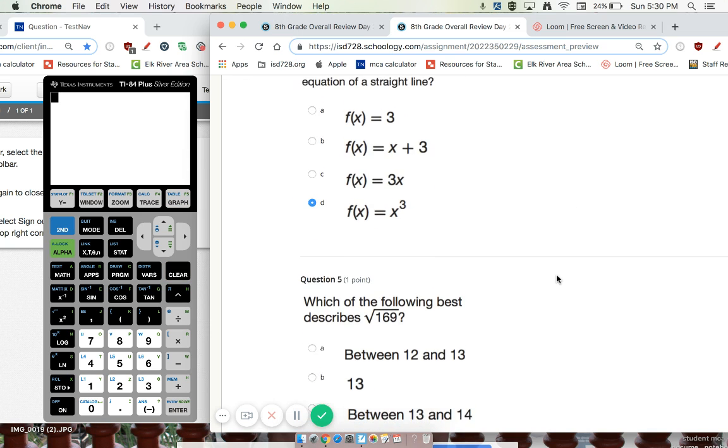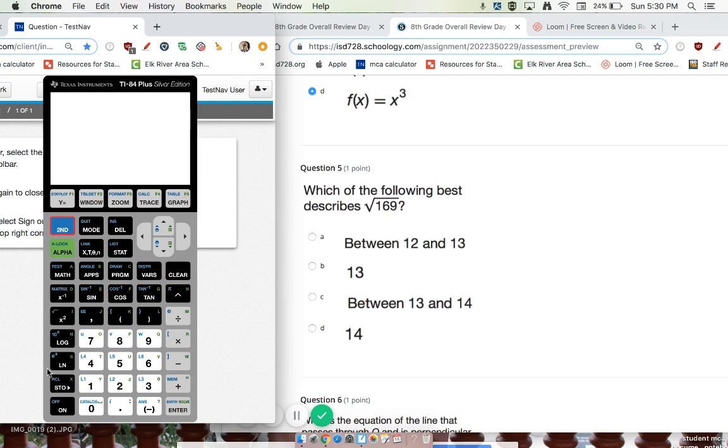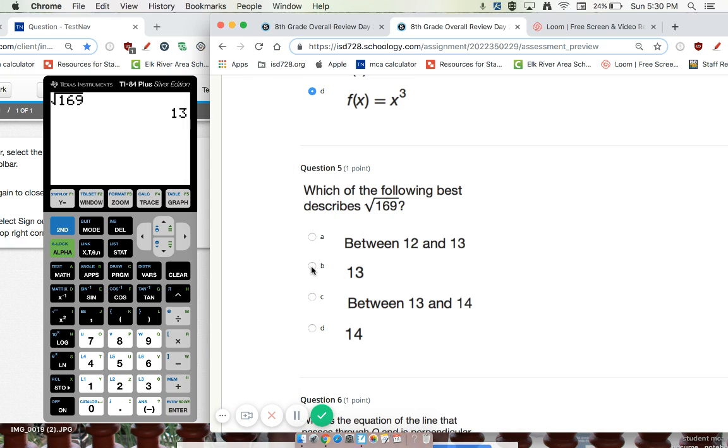Okay, number 5. Which of the following best describes the square root of 169? So I'm going to figure out what that is. The square root of 169, enter, is 13. It's between 12 and 13. It is 13. It's between 13 and 14. It is 14. So it is exactly 13. So it's just a one constant number. This is the best explanation.